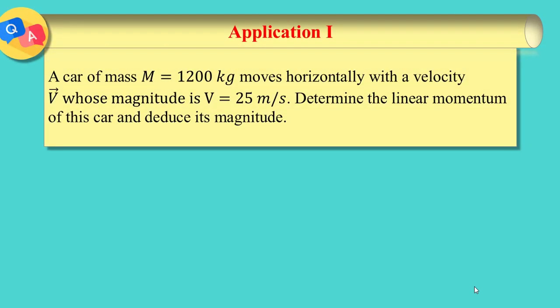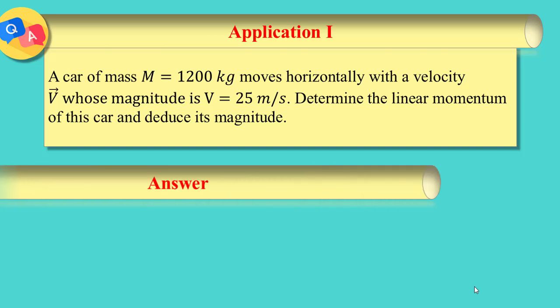Let's solve this application. A car of mass m equals 1,200 kilograms moves horizontally with a velocity v vector, whose magnitude is v equals 25 meters per second. Determine the linear momentum of this car and deduce its magnitude.